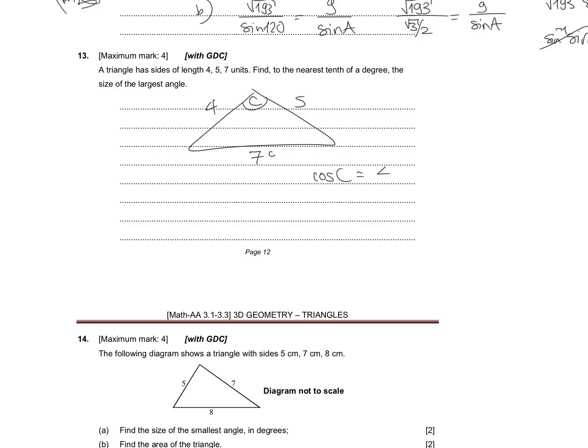So we're going to have, remember, A and B. So 4 squared plus 5 squared minus 7 squared, A squared plus B squared minus C squared over 2 times A times B. And you can just put this into the graphing calculator. So C ends up being 101 or 102 degrees. But they want that to the nearest tenth of a degree. So actually it's 101.5 degrees.